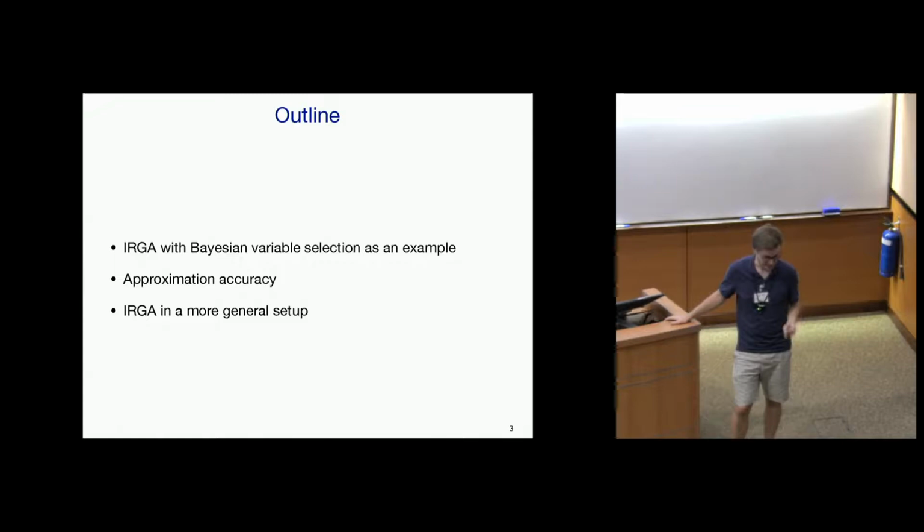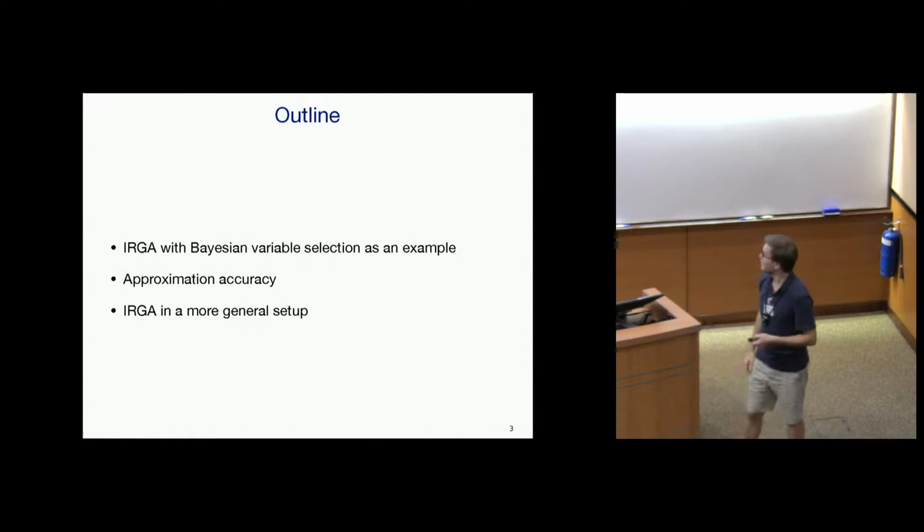So we've only looked at this example, Bayesian variable selection, but ERGA can actually be seen as a more general posterior approximation method, more general for high-dimensional posteriors. So that's what we'll end up with, to fit more with the title at that point. So let's start with the example of Bayesian variable selection.